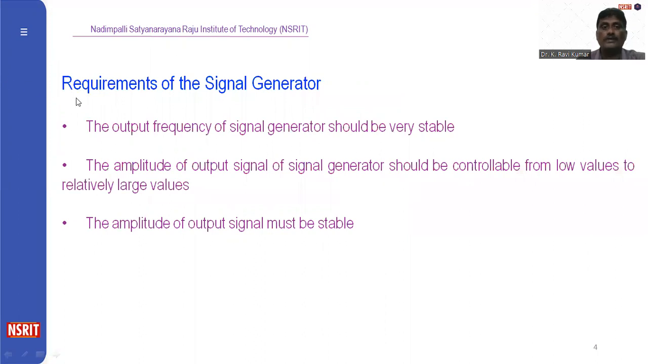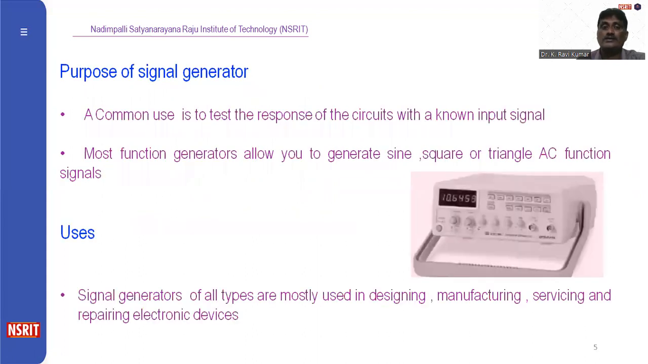Now, what are the requirements of the signal generator? The output frequency of a signal generator should be very stable. The amplitude of the output signal should be controllable from a low value to a high value, and the amplitude of the output signal should be stable, or otherwise you will get distorted outputs.